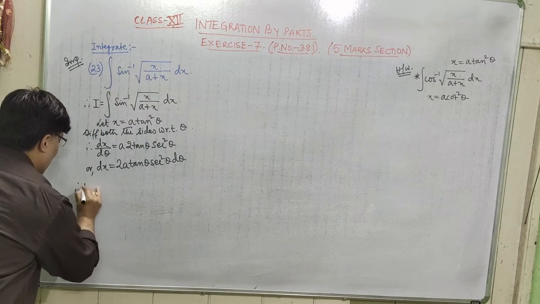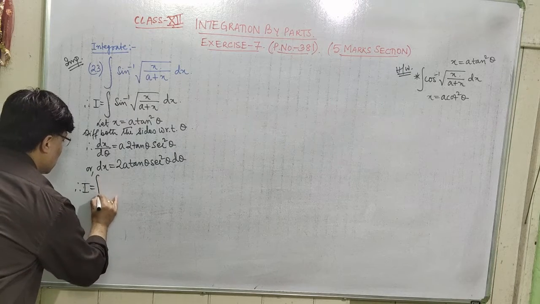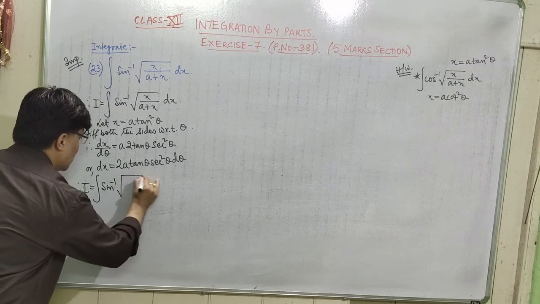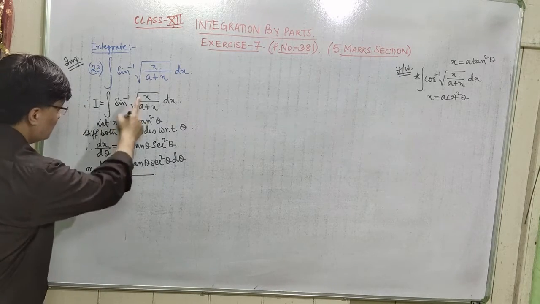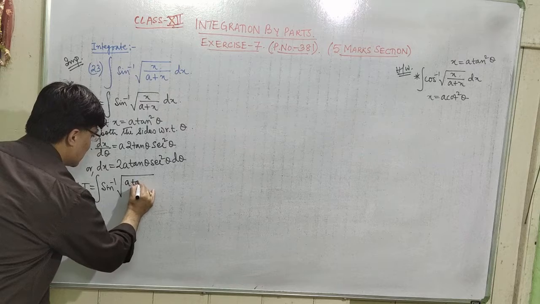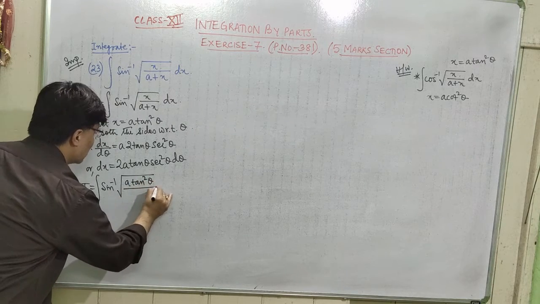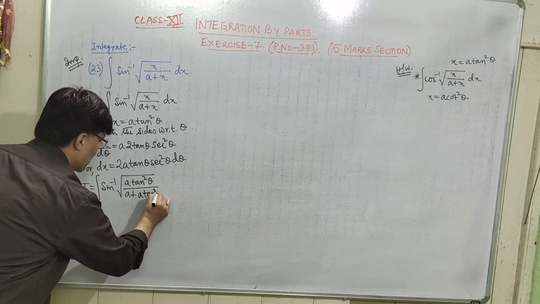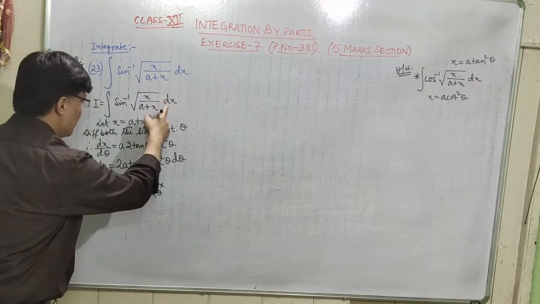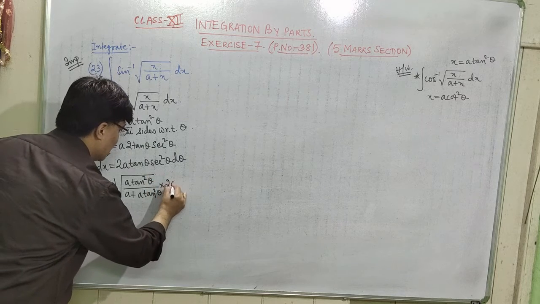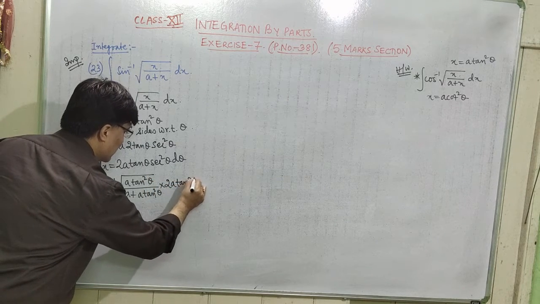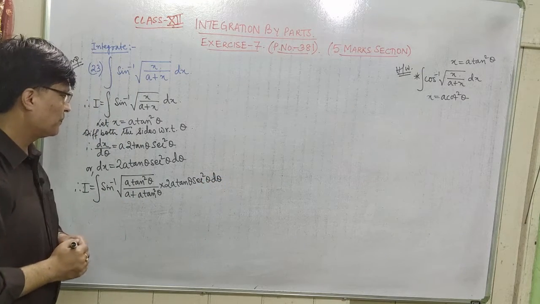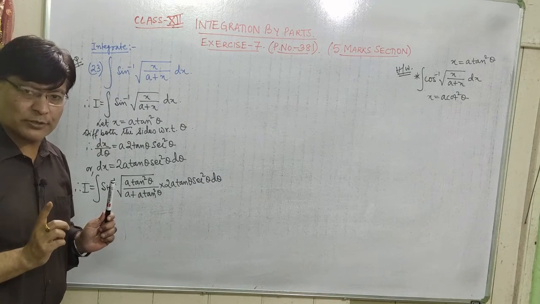Therefore I is equal to the integration of sine inverse within square root, what is x here? It is a tan square theta divided by a plus a tan square theta, into, what is the value for dx? It is 2a tan theta sec square theta d theta. I hope you have understood it.